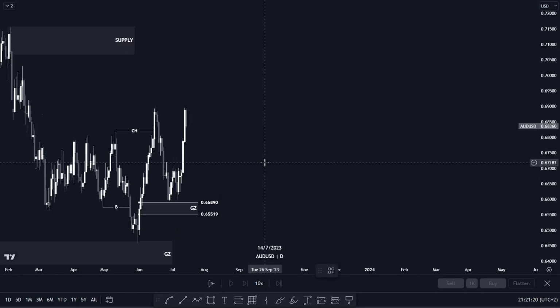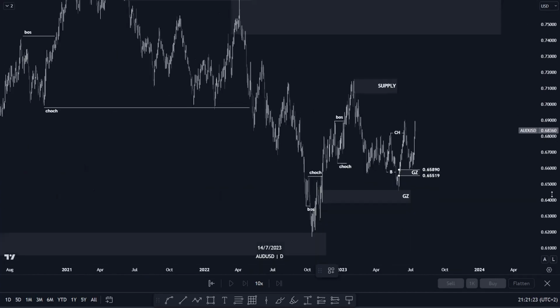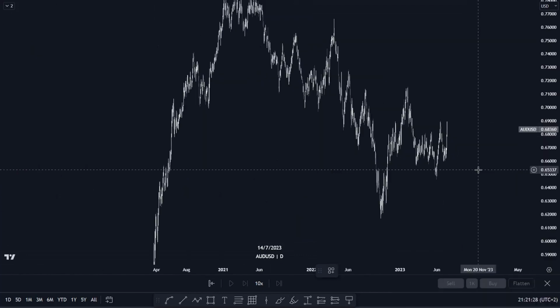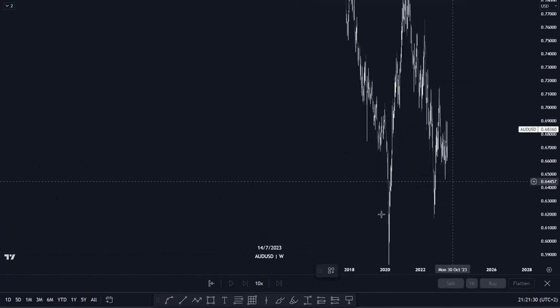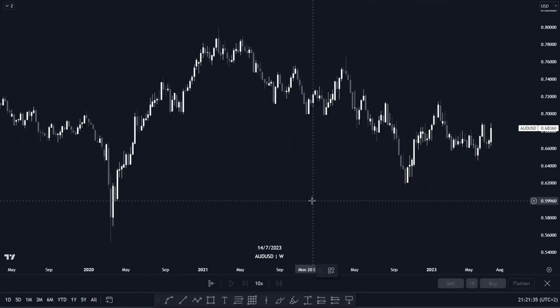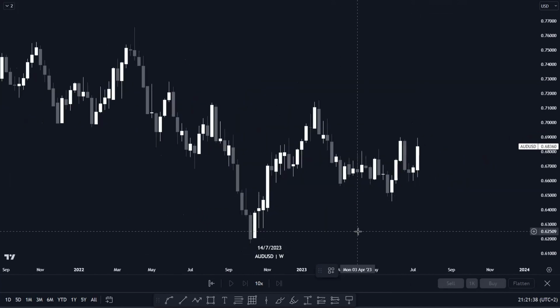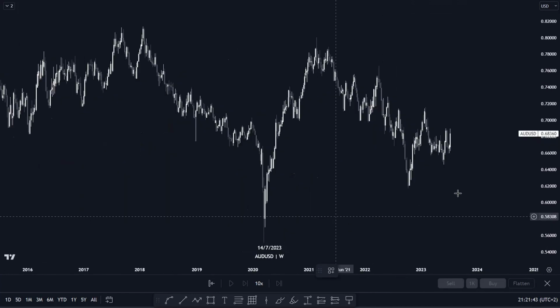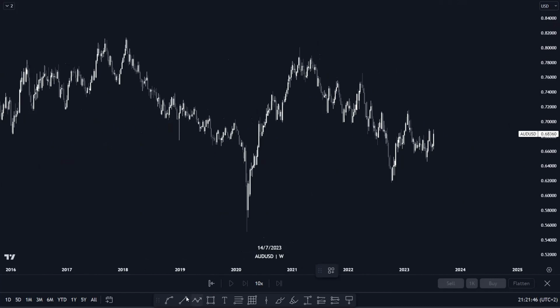So let's move on to AUD USD. Okay, so I'll just remove everything and start off with the weekly top-down analysis. So on the weekly time frame, this is what we have. On the weekly time frame, we managed to see that price created this break of structure here, and price created this change of character here.